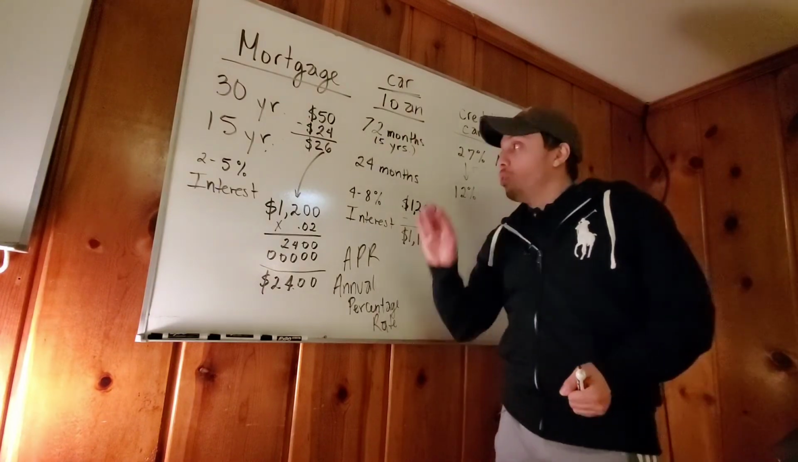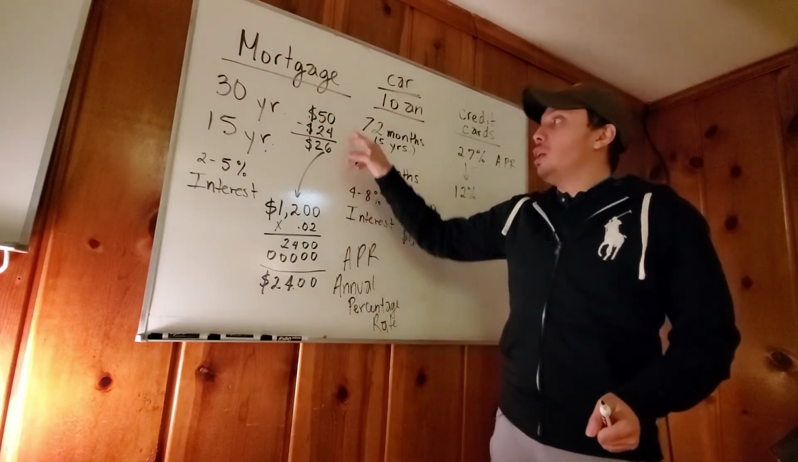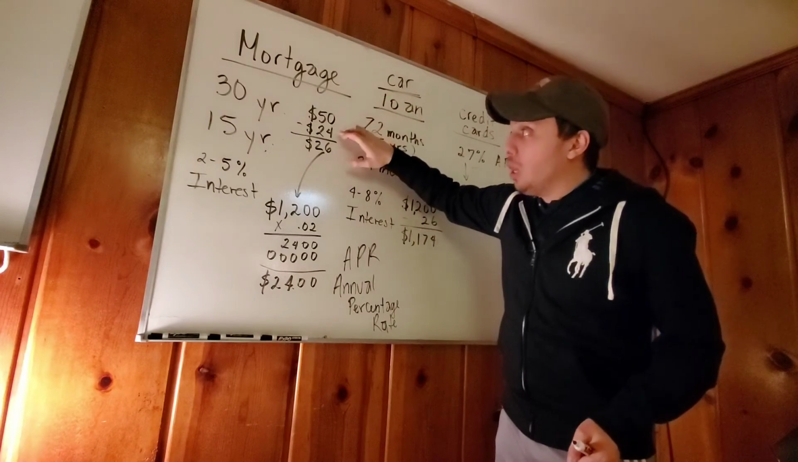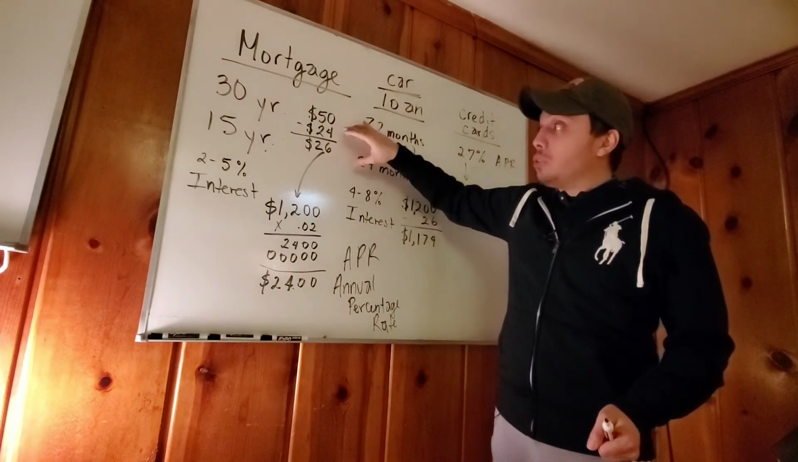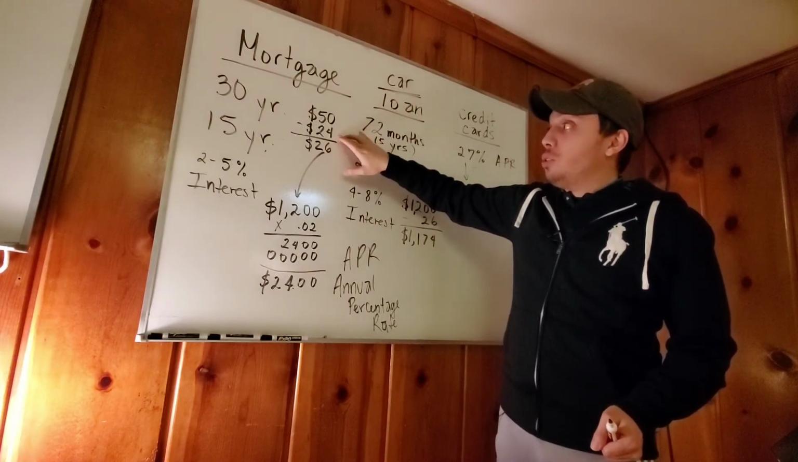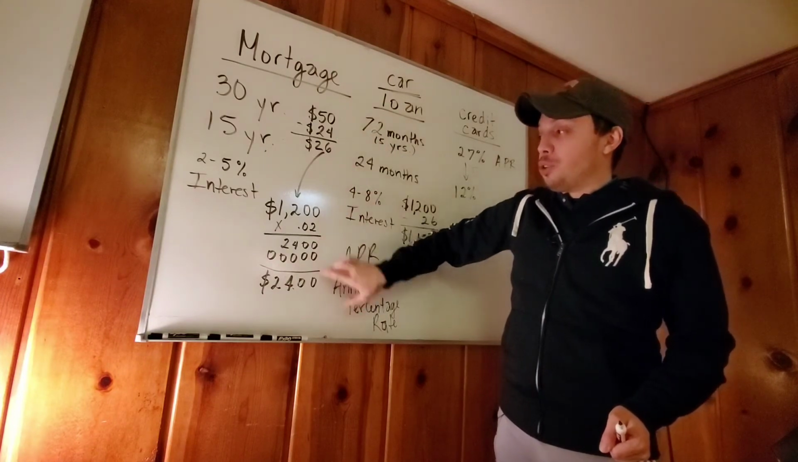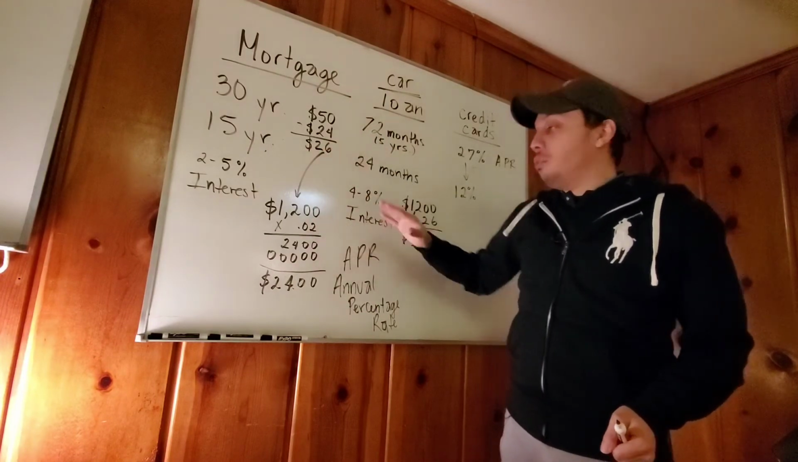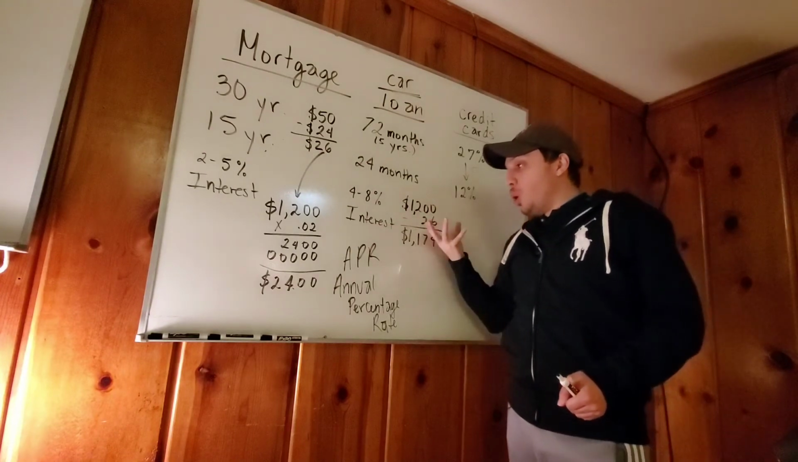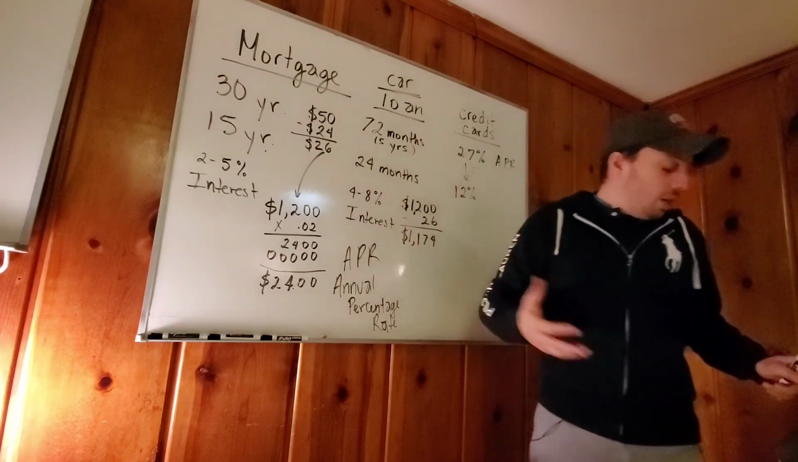So he only paid $26 for the principal. And that's what I'm telling you. Don't pay just the minimum payment. The minimum payment is going to be a big chunk of interest. You only pay a little bit of what you owe. And so that's not a good idea.